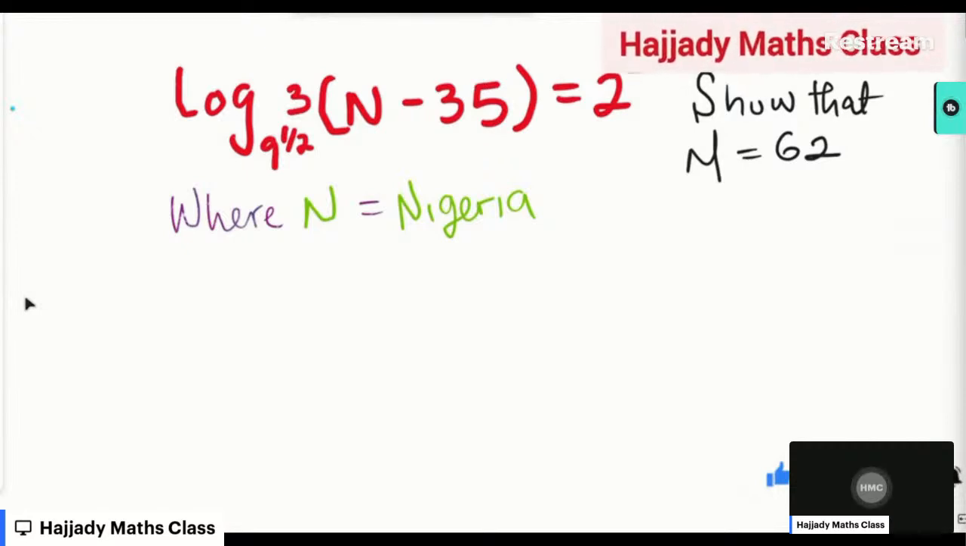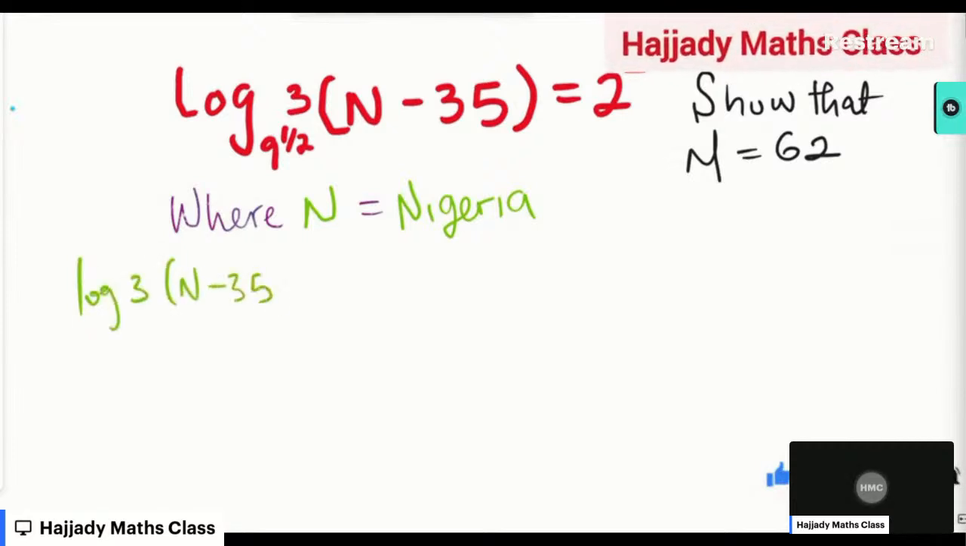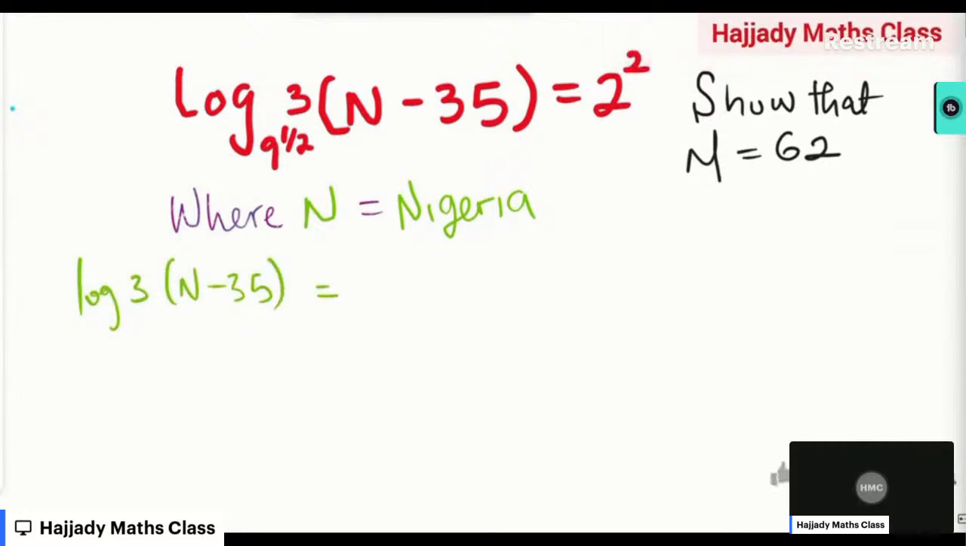Now, looking at the question we have here, we have that log 3 into bracket n minus 35 equals 2 raised to power 2 into base of 9 raised to power half. Now, let's go. So we want to show that n is 62, where n is the same thing as Nigeria. So we have here that log 3 into bracket n minus 35 equals 2 raised to power 2, which is the same thing as 4. And the base here is 9 raised to power half.